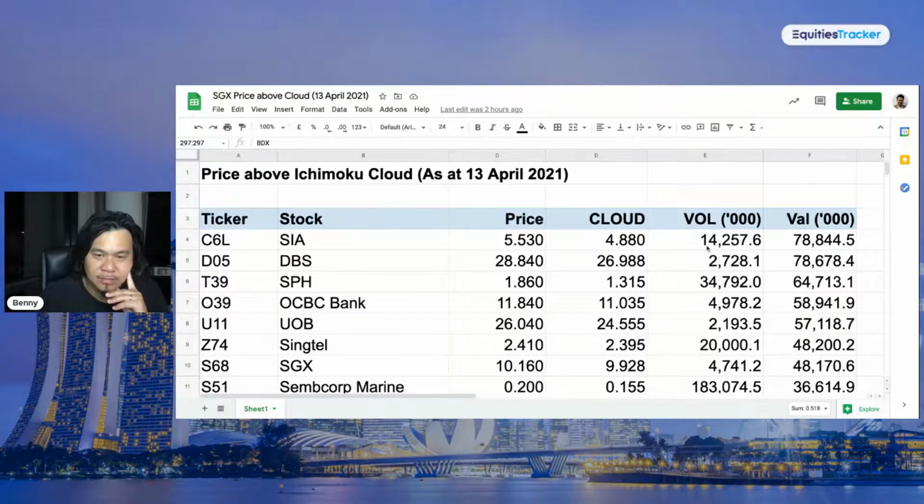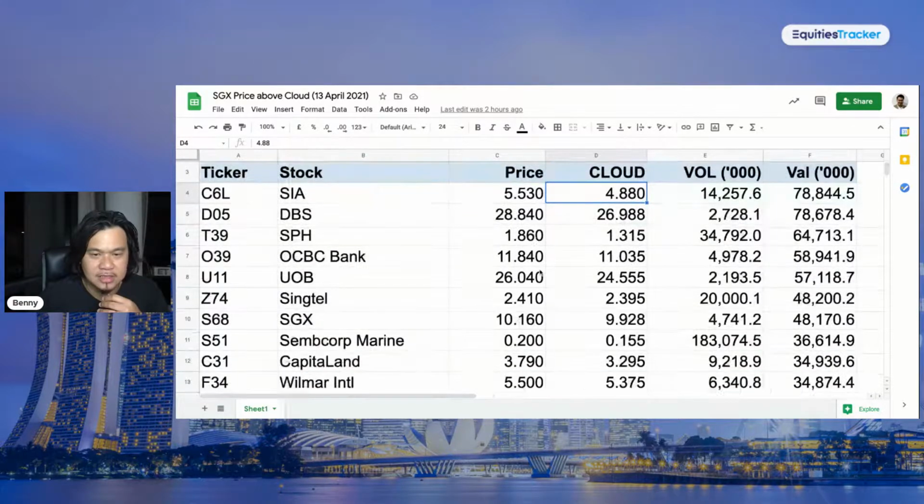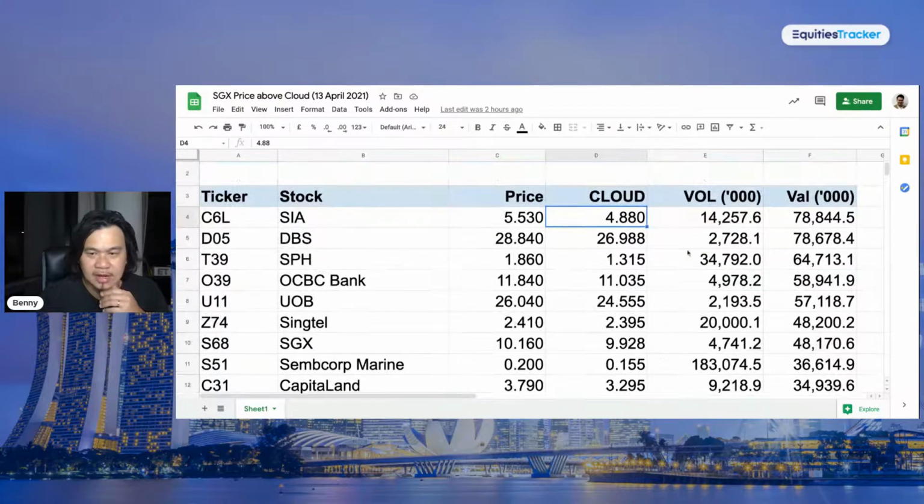So we have the current price, or the price closed today. SIA is 5.53. This is the cloud, currently at 4.88. That means the price is above the cloud. For DBS, the current price is 28.84 and the cloud is currently at 26.98. All of these counters here are where the price is above the cloud. Then here we have the volume and the value. Today the highest traded value stock, where value means price times volume, is SIA. The volume is 14 million.